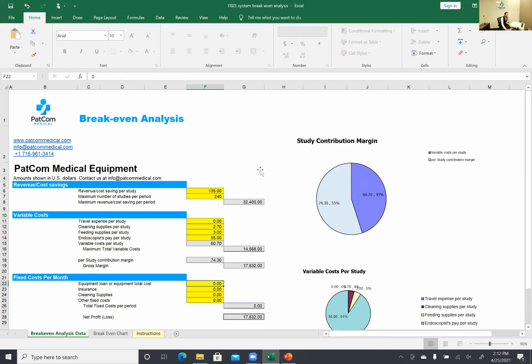So now we already have a lot of information. One is the contribution margin and cost. So this is what I mentioned initially. In this case here, out of our potential revenue or cost savings, in this case, the $135, there is 60% of that we need to cover our cost. And then, so this is the variable cost from here, and 74% is our contribution margin that we can utilize to pay for the fixed cost.